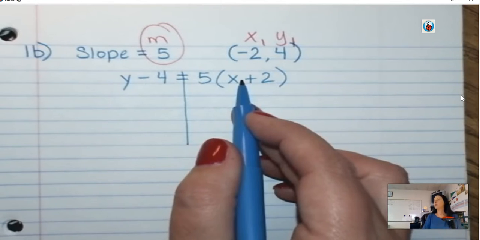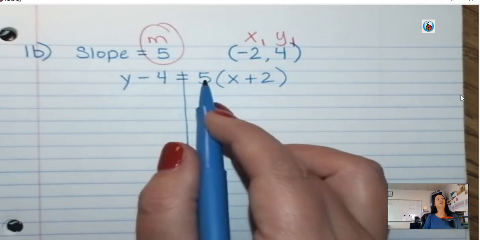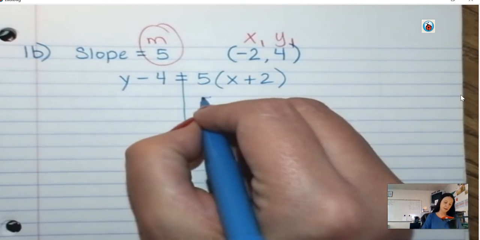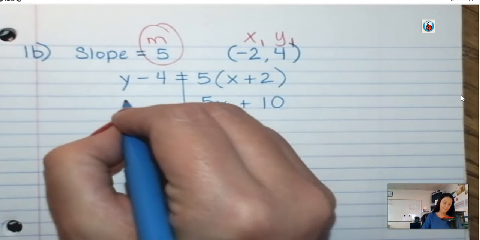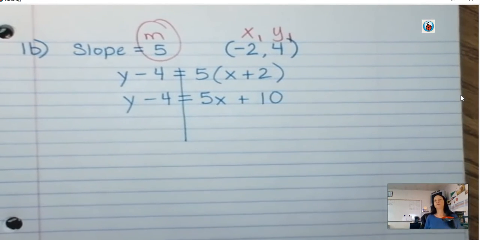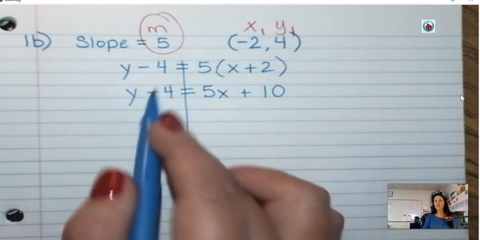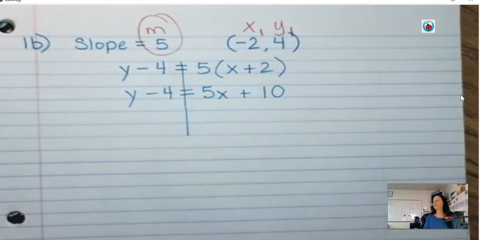5 times X, and then don't forget to do 5 times 2. I have a lot of people that seem to do it for the first term and then they forget to do the second term. So 5 times X is 5X. 5 times 2 is 10. Okay, next we need to get rid of this minus 4 because we want y to be by itself. So go ahead and get rid of minus 4.